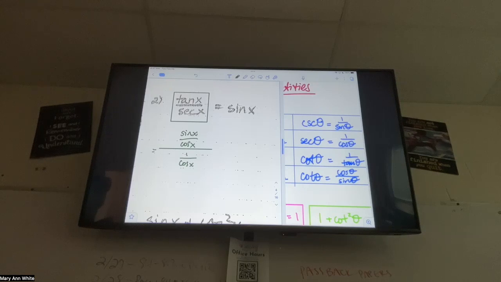What can I do with this big ugly fraction? Multiply by the reciprocal. Awesome. You guys are doing so good this morning. I'm really impressed. So the reciprocal of 1 over cosine is cosine over 1. And what does that become? Cancels out, and I just get sine x. Is that what I wanted? Heck yeah, smiley face. You did it. Good job, you guys are doing so good.